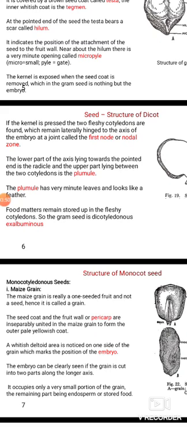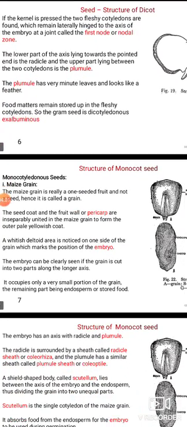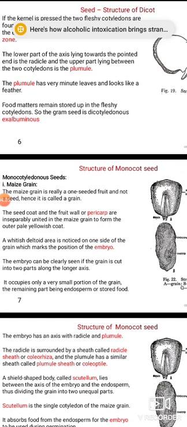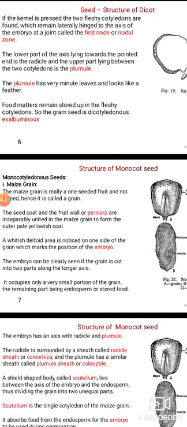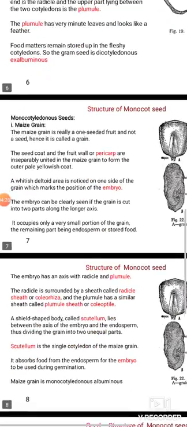A whitish deltoid area is noticed on one side of the grain, which marks the position of the embryo. The embryo can be clearly seen if the grain is cut into two parts along the longer axis. It occupies only a very small portion of the grain, the remaining part being the endosperm or the stored food.